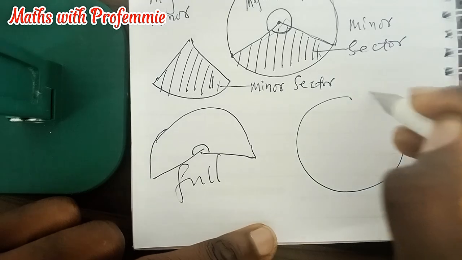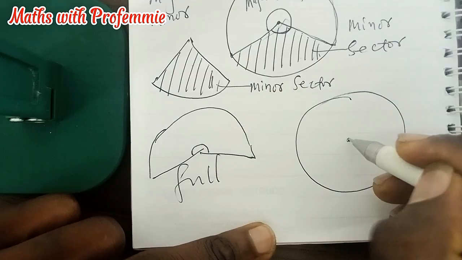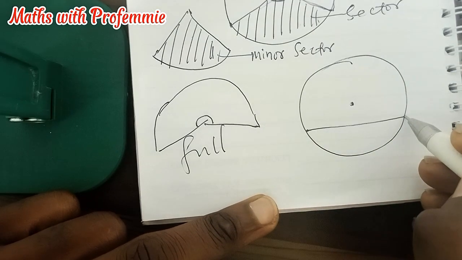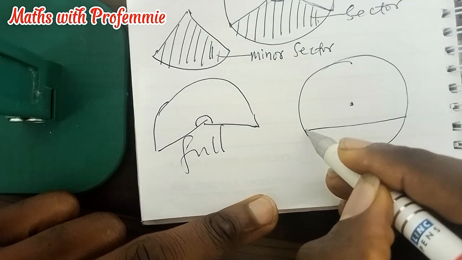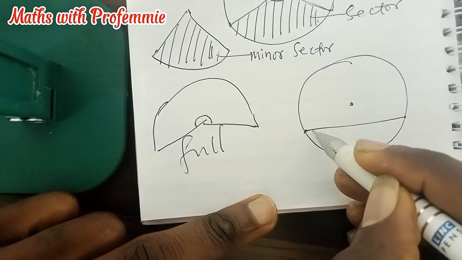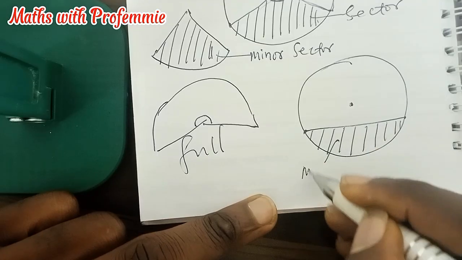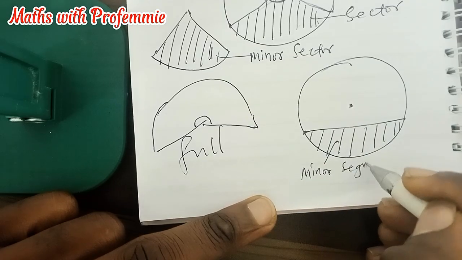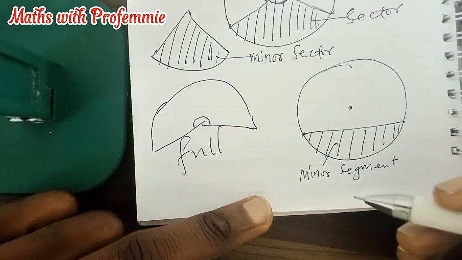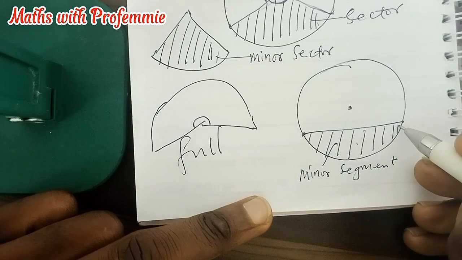Okay, so what are the other properties? Let's draw another circle. We have that at the center of the circle. We have this as a chord, touching the ends of the circumference. So when we have this shaded portion, this is called the minor segment. We call it the segment. The segment also has 2 parts: we have the major segment and we have the minor segment. This is the minor segment because it is the smaller part of the segment.